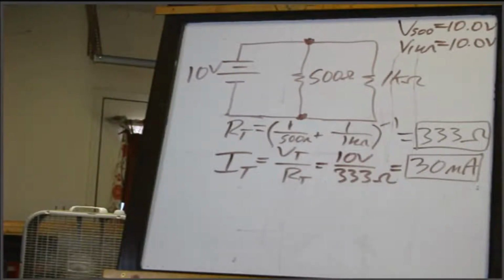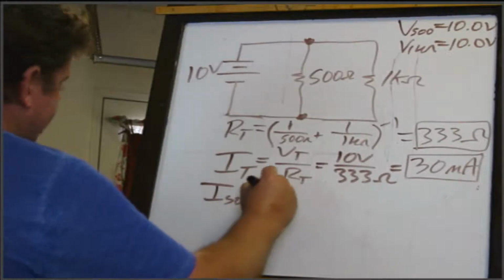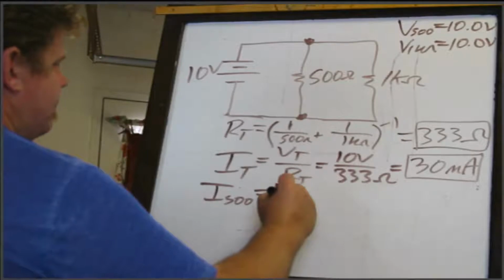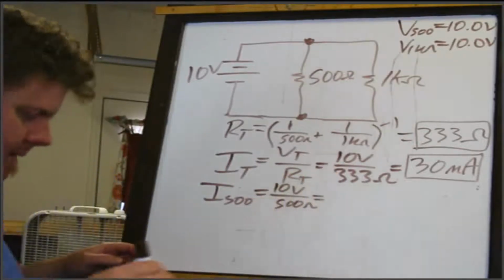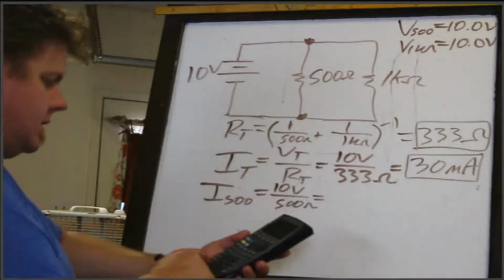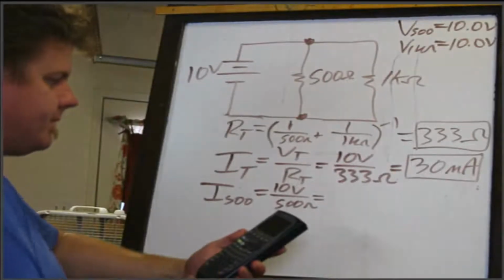All right. So I was getting ready to say, using what we already know, I'm going to find these two currents using nothing but Ohm's law. So the current through the 500, just the voltage divided by the resistance, right? So that's 10 volts divided by 500 ohms. 20 milliamps.